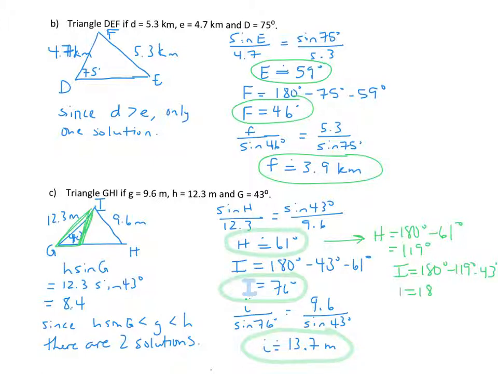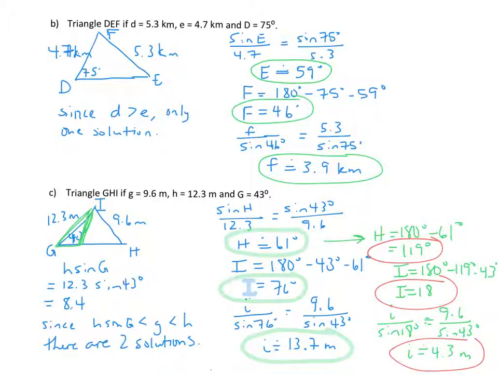And then we can solve for side I using the sine of 18 degrees, along with the side that's G, 9.6 over the sine of angle G, which is 43 degrees. And that gives me a value for that side length. Bear with me while I put that in my calculator. And I get about 4.3 meters. So that is my second solution.